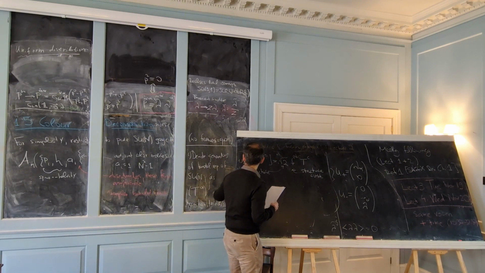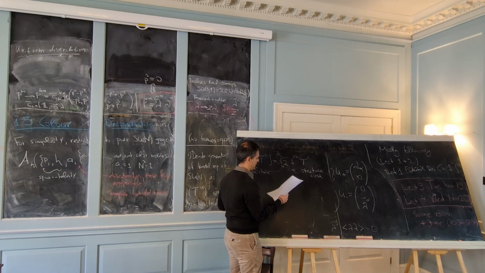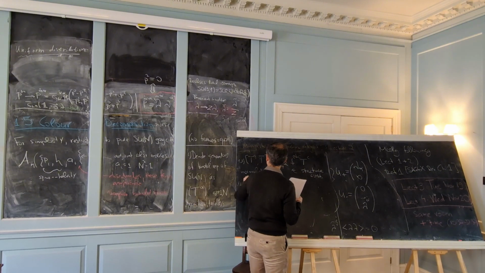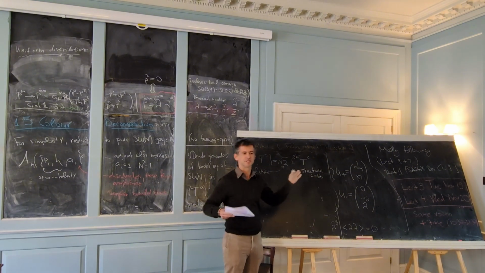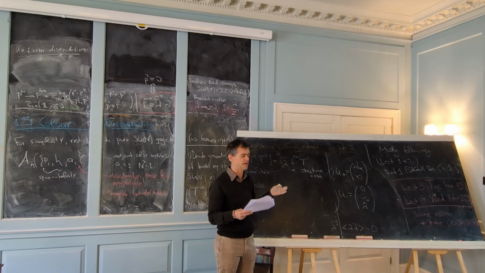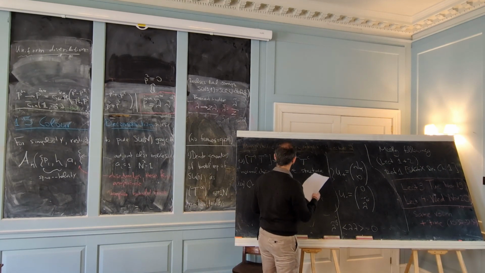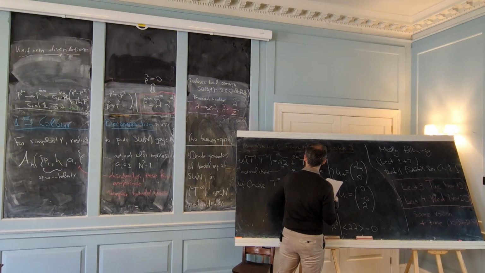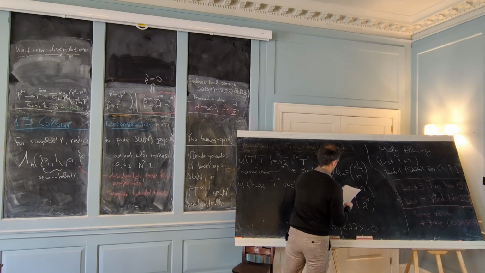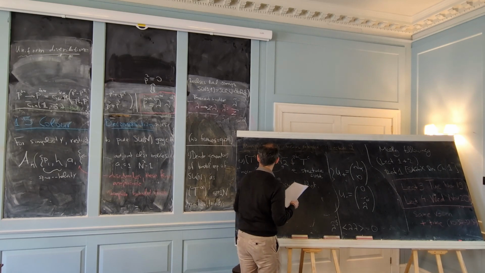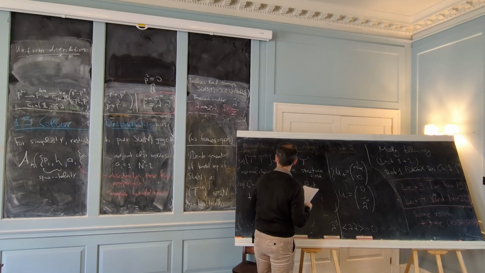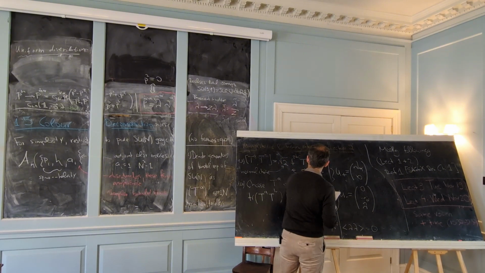And then this is yet another choice we will make. It's a linear space, so we can pick any basis we like. So we pick the generators such that the trace of T^a and T^b is delta^{ab}.